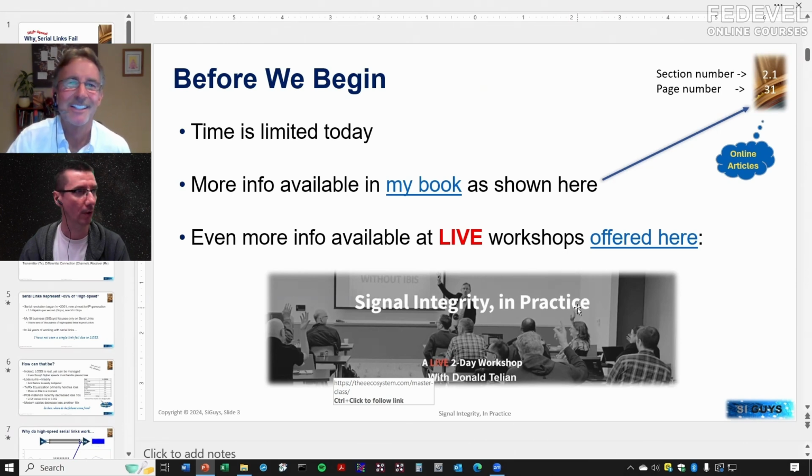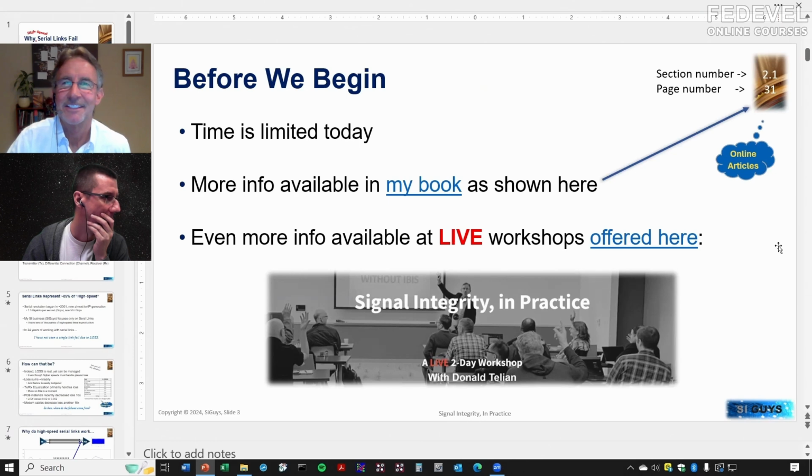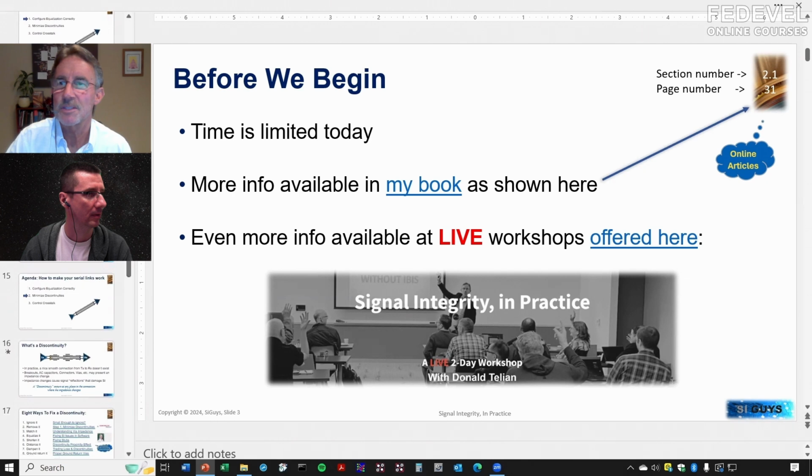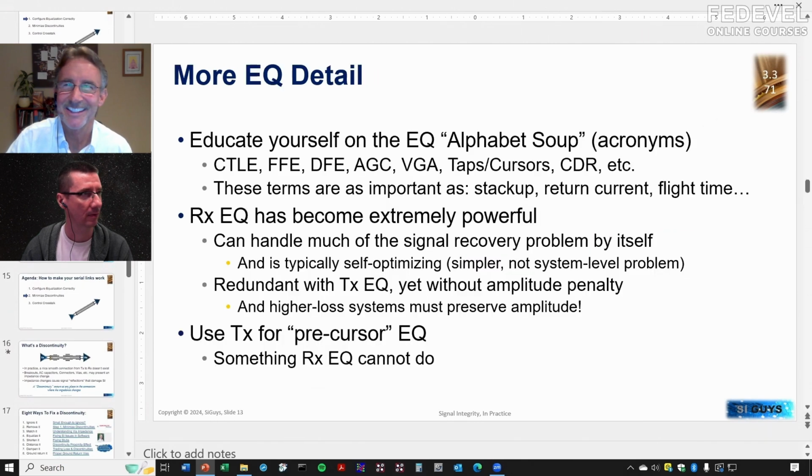So what else do you have in the slides? Did we miss something? Well, we didn't do the deepest dive into equalization. Okay, let's have a look.